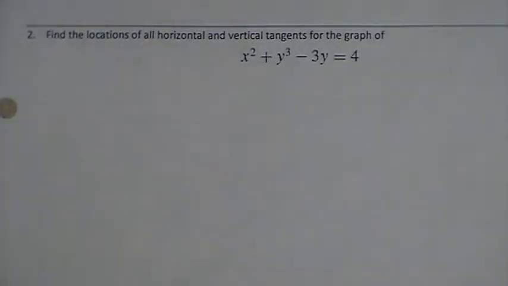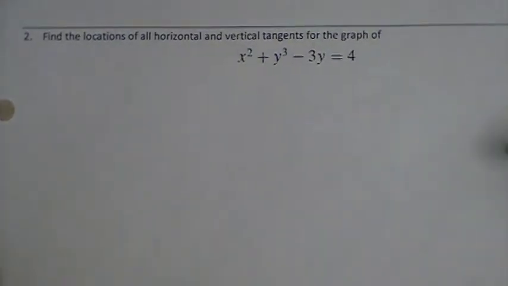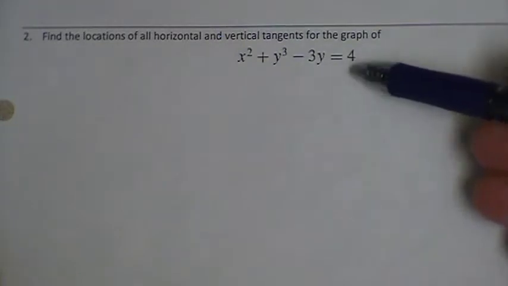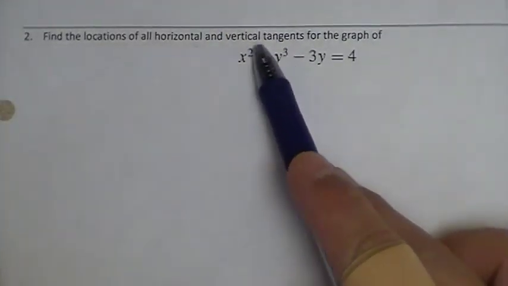Alright guys, in this video we'll take a look at problem number 2 from the group quiz that we worked on for section 2.8. This was a question where we had this relation defined implicitly, and we just wanted to try to find all horizontal and vertical tangents.